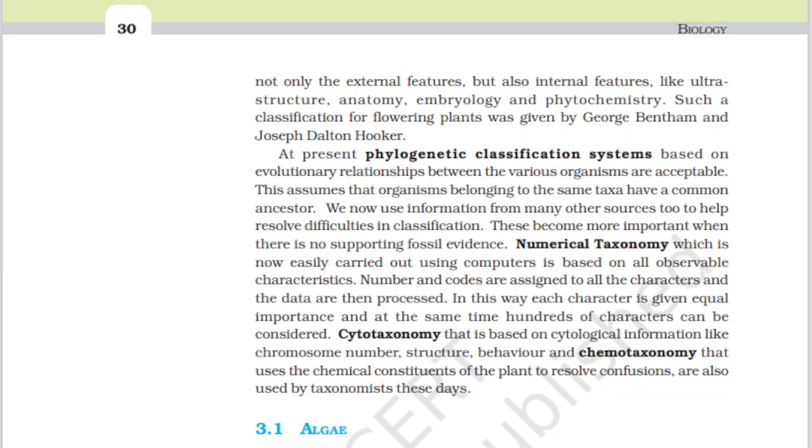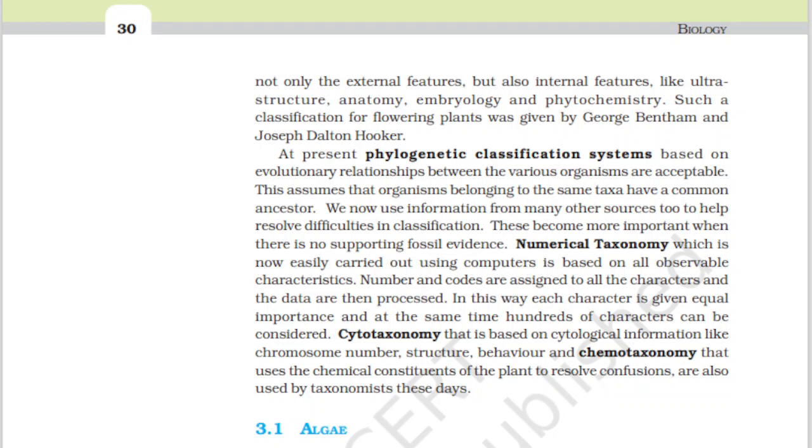We now use information from many other sources to help resolve difficulty in classification. These become more important when there is no supporting fossil evidence. Fossil evidence means what is present in the soil since thousands of years, buried in the soil. So when the time comes, the scientists dig up, the archaeologists take out the bones, all this. For example, for animals, the bone is the evidence. For plants, even dried bark, everything can be considered as a fossil. If it is not available, then these other sources are the evidence for how to classify the plants.